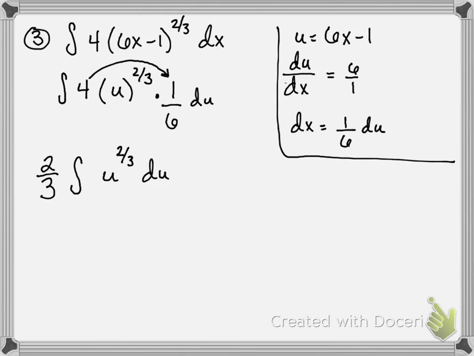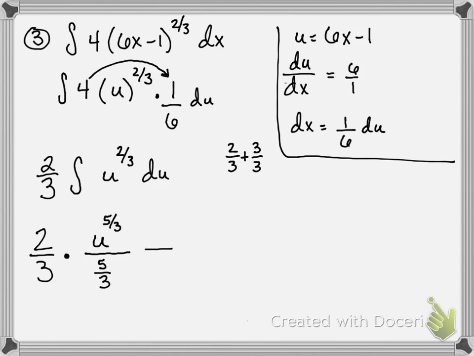Now I'm able to use my anti-power rule, where I do 2/3 times u to the 2/3 plus 1. So think about what 2/3 plus 1 is. That's 3 over 3, which gives 5/3. That's crazy. And all that's over 5/3.